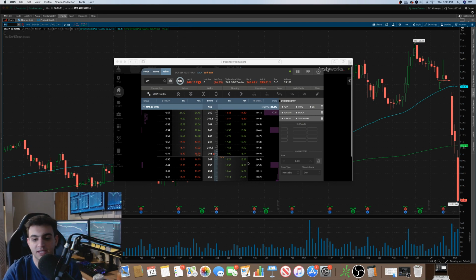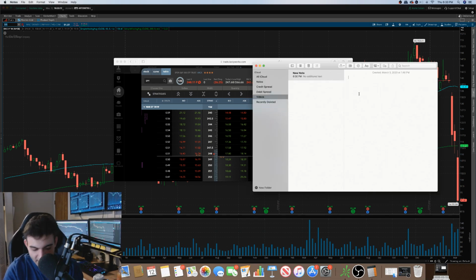Debit spreads are incredibly interesting. So if you remember from the credit spread video, we explained that with a credit spread, you gain your max gain at the moment you take the trade. If we're talking about a debit spread, it is the exact opposite, right?